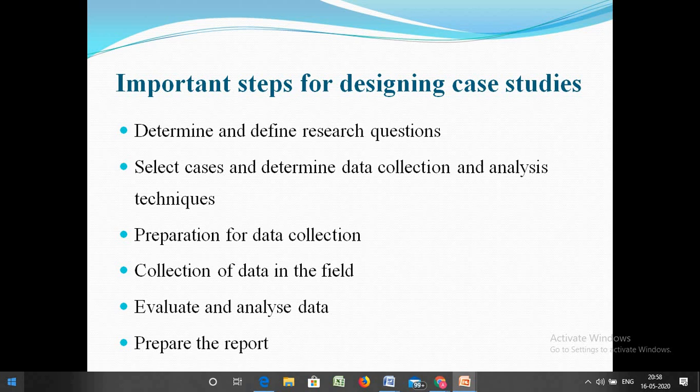Third step is preparation of data collection in the case study method. Because case study research generates a huge amount of data from multiple sources, a very important point to remember here is that systematic organization of data is very, very important, so that the researcher is prevented from becoming overwhelmed or confused by the amount of data, and also from losing sight of the original goal or the central theme or the central question of the research.